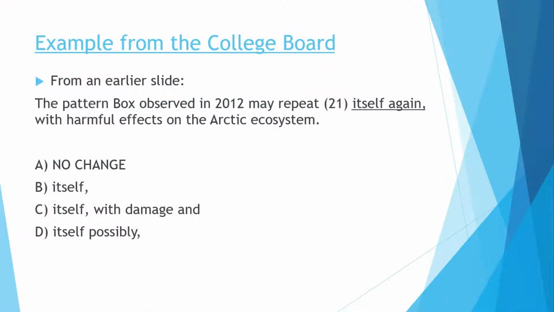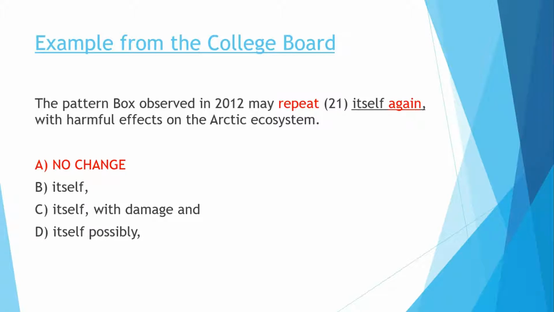Here's that example from the College Board that we looked at earlier. And the sentence we're dealing with is, the pattern box observed in 2012 may repeat itself again with harmful effects on the Arctic ecosystem. We still have those same 4 choices. Now let's look at each choice and why 1 is the best and 3 are not so good.